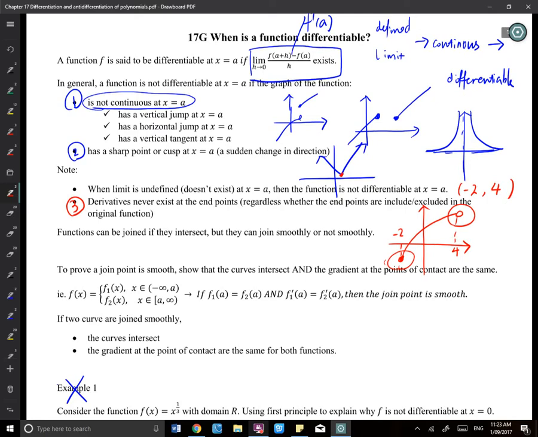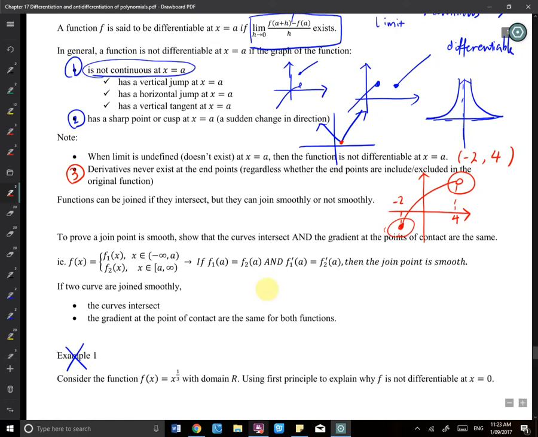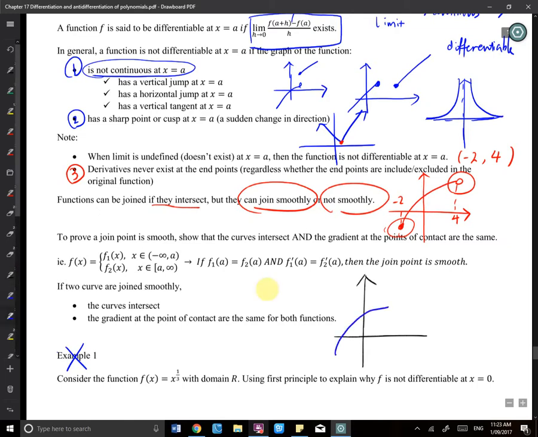So when can it be differentiable? Functions can be joined if they intersect, but they can join smoothly or not smoothly. So what is smooth? What is not smooth? Let me give you an example here. So this graph. Let's say that's two functions. Okay, that's f1(x), that's f2(x). They join at this point.